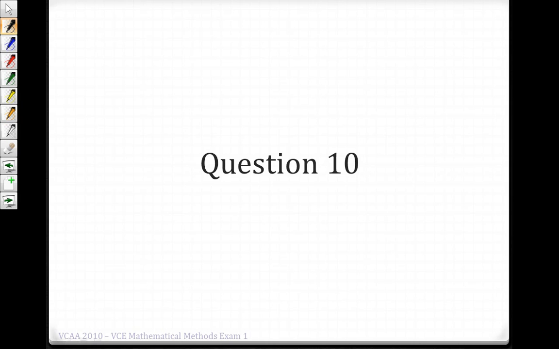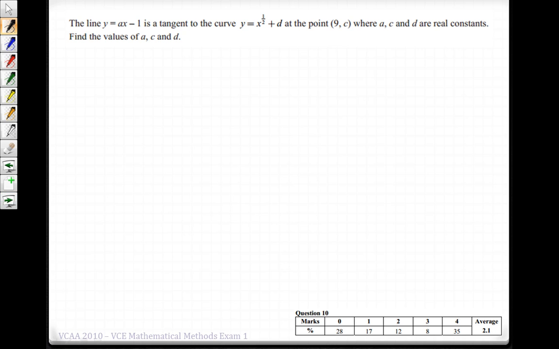Okay, so next up we're on to question 10 of the VCAA 2010 Methods Exam 1 paper. So this one, we've got a line y equals ax minus 1, that's a tangent to the curve y equals x to the power of a half plus d at the point (9, c), where a, c and d are real constants. And we want to find the values of a, c and d. So let's unpick it first.